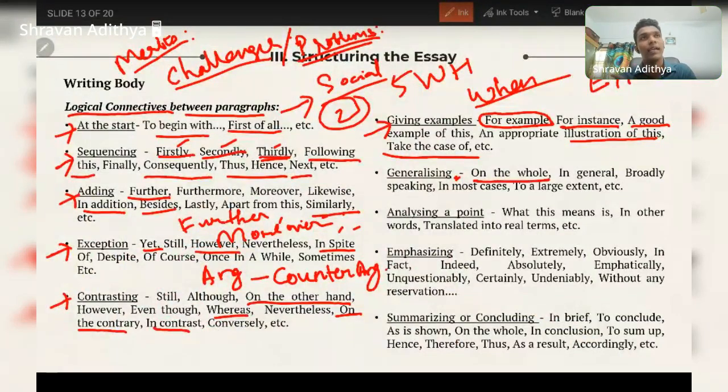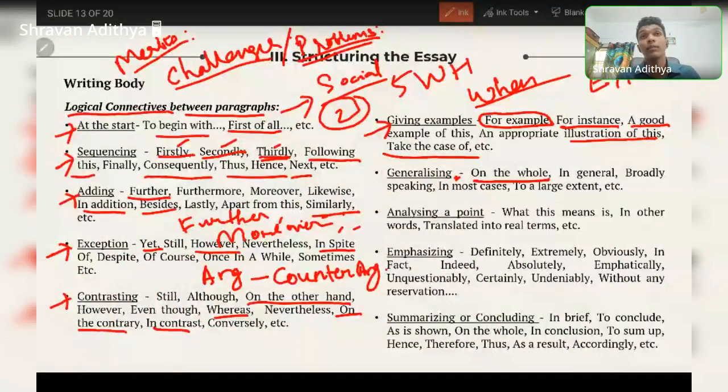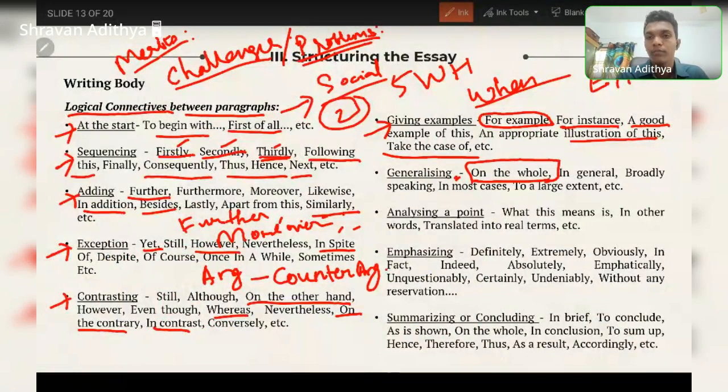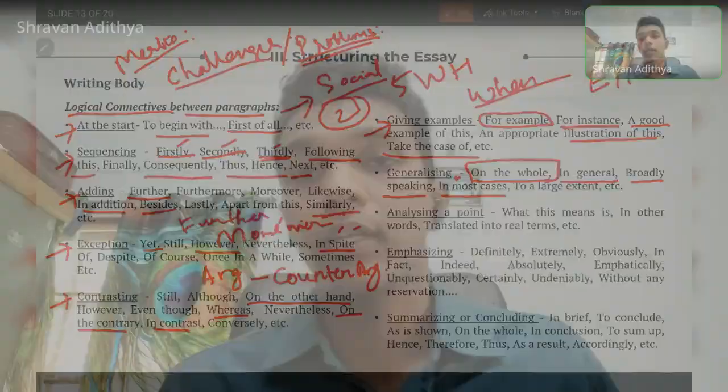And finally, in the generalizing part, you write: on the whole, e-learning has this much advantages, but at the same time, the disadvantages cannot be overlooked. Government steps have to be taken to ensure that education remains accessible to all sections of the population. Something like that. You can start it with on the whole, or in general, or broadly speaking, in most cases, or to a large extent. These kind of words could ensure the connectivity between paragraphs.